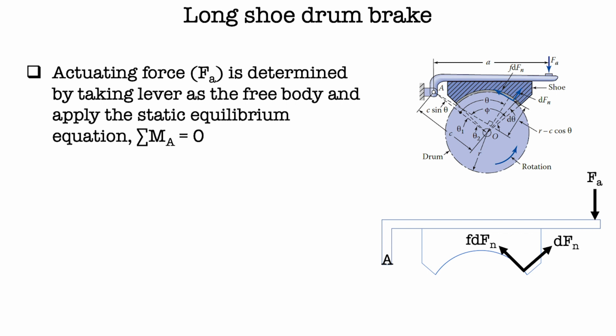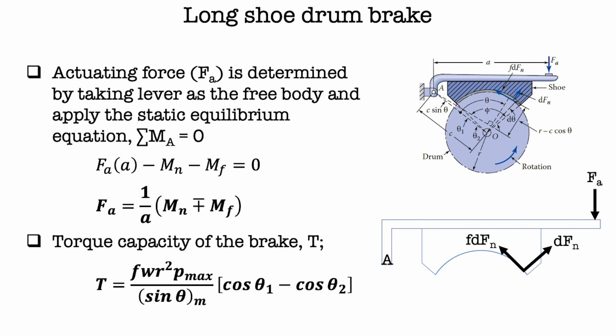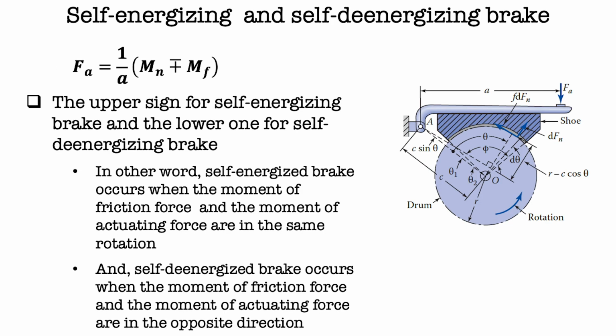The actuating force is determined by taking the lever as the free body and applying the static equilibrium equation. Then we get Fa as shown here. Then the torque capacity of the brake is calculated using this formula. Next, you may be confused about which formula will be used to calculate Fa. The upper sign, or minus, is used when the brake is a self-energized brake, and the lower sign, or plus, is used when the brake is a self-de-energized brake.